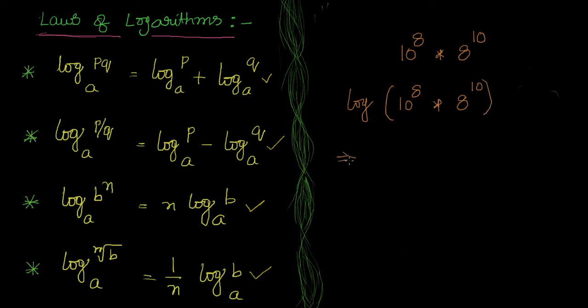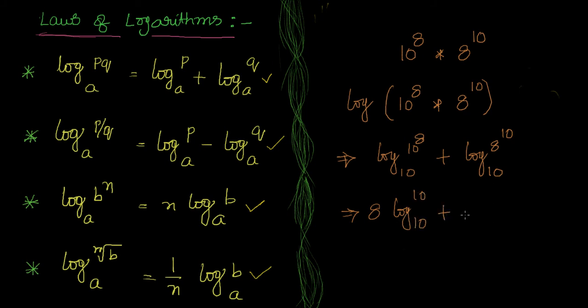This is nothing but equal to, now what does the first rule say? If you have p into q, you can write them as individual logs. So I can say log of 10 to the power of 8, by default nothing is there so it is base 10, just for my understanding so that I don't get confused, plus log of 8 to the power of 10, base 10, correct? Now the third rule says that if you have b to the power of n, you have the freedom to bring it down. So I will say 8 log 10 to the base 10 plus 10 log 8 to the base 10.